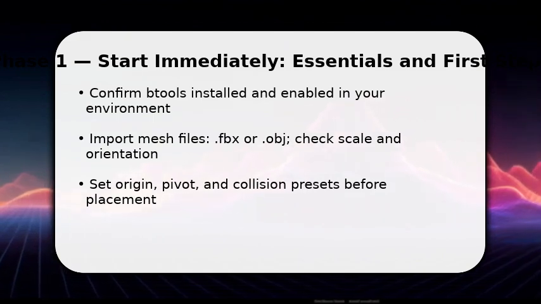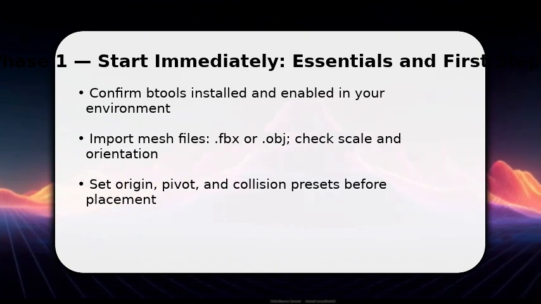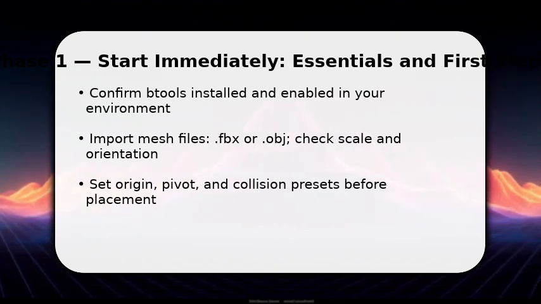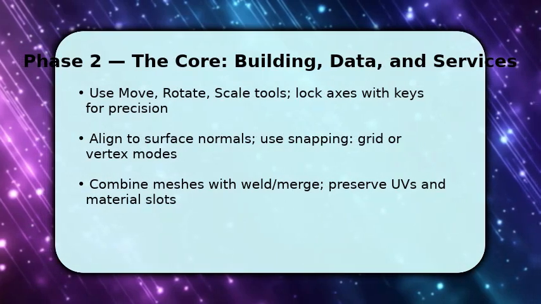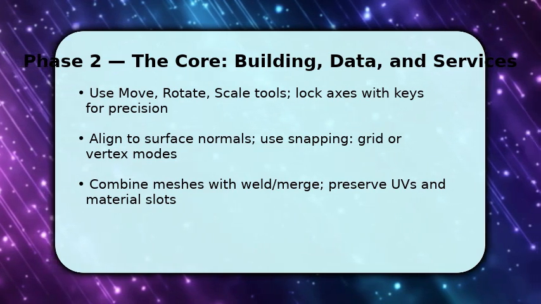Make sure textures are linked and UVs intact. Otherwise, materials will misalign when you use Btools to position and weld the mesh. Now you place and refine. Use Btools move, rotate, and scale while locking axes for precision.